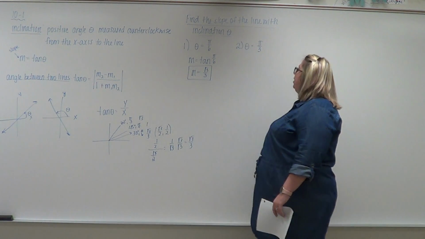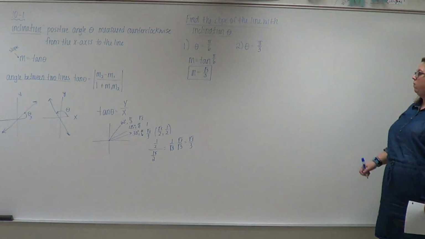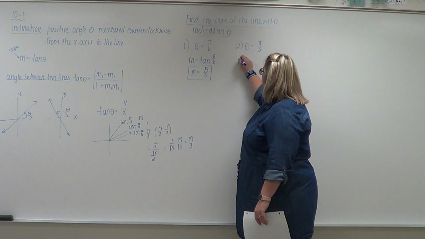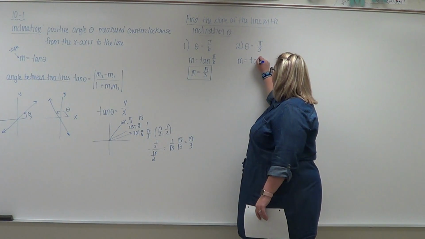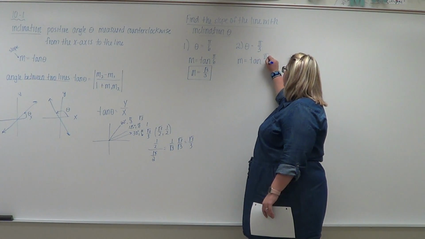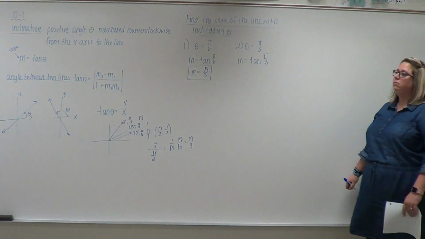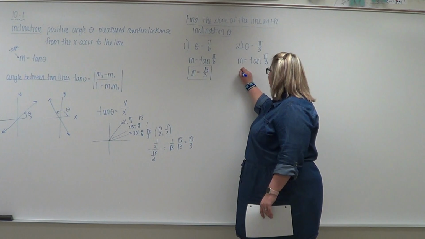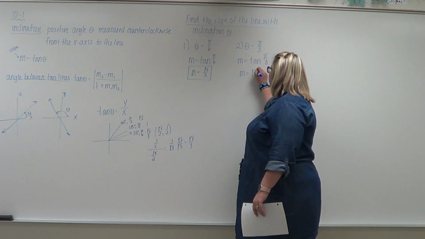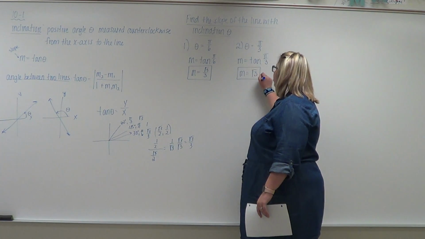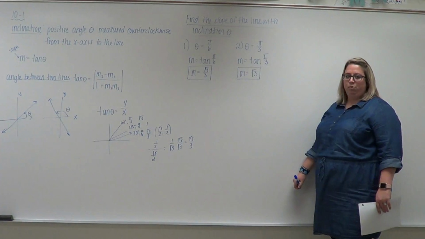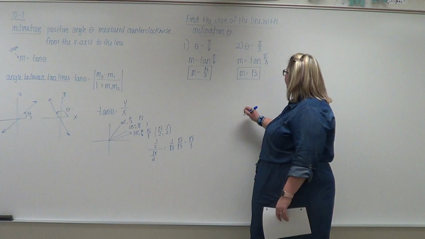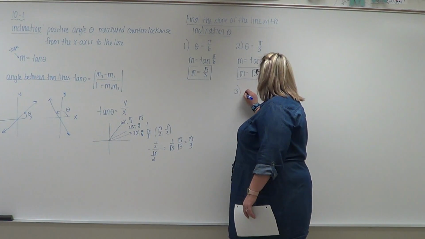What about pi over 3? My slope would be the tangent of that. What's the tangent of pi over 3? Square root of 3. Both of these were on your unit circle, so you need to have the perfect answers. We'll do one that's not.